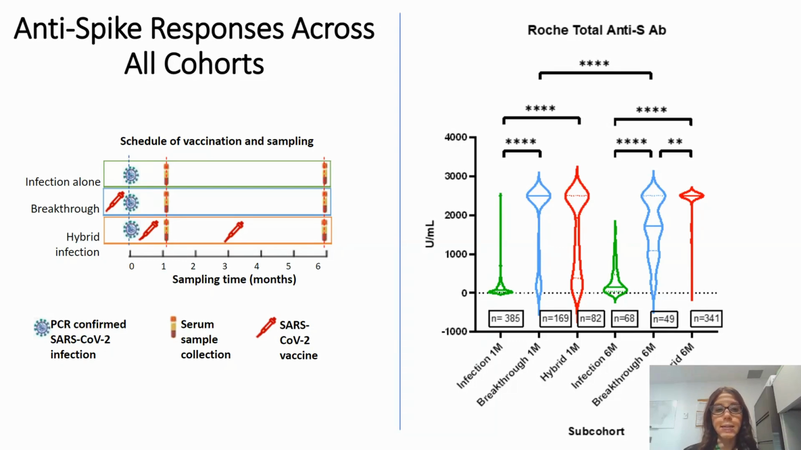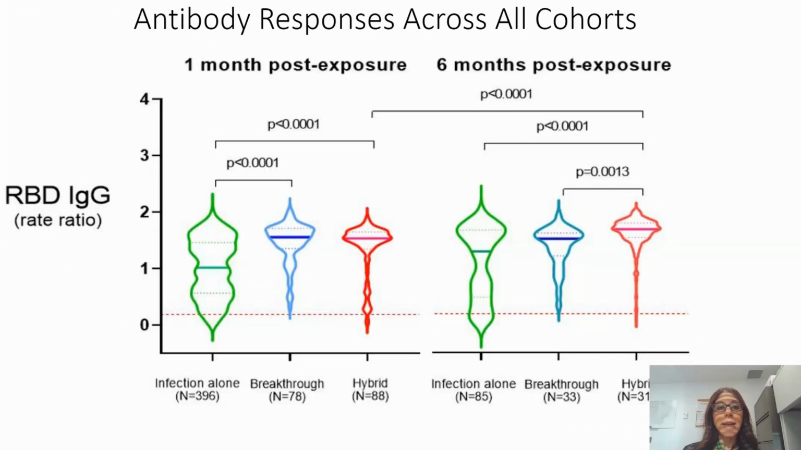And the horizontal black lines indicate the cutoff for the positivity of the antibody level. So here we see that breakthrough and hybrid patients show significantly higher antibody levels compared to the infected alone cohort at both the 1 and 6 month time points. Furthermore, we see that hybrid patients have higher antibody levels than breakthrough patients at the 6 month time point. Next, we broke down the analysis in the group by looking at the antibody antigen targets. And so here for the RBD IgG, we have the same findings that breakthrough and hybrid patients have significantly higher antibody levels compared to infection alone at 1 and 6 months, and that hybrid patients have higher antibody levels than breakthrough and infection alone at the 6 month time point.